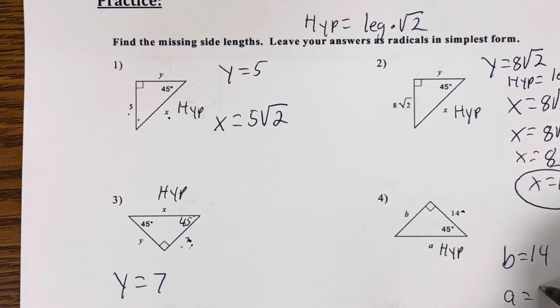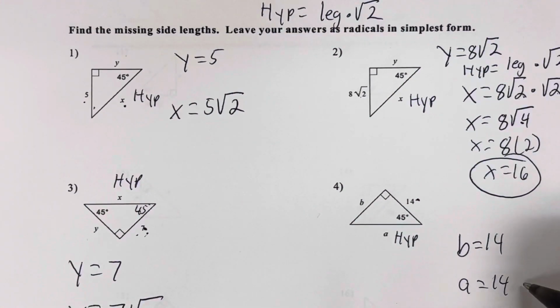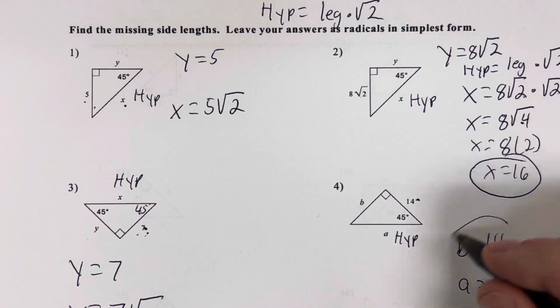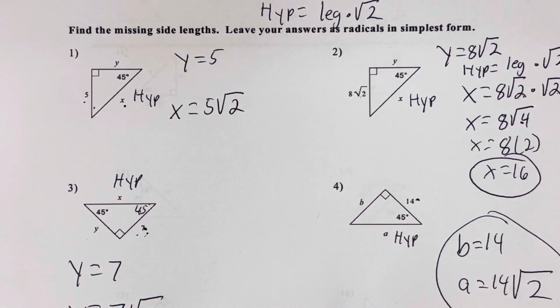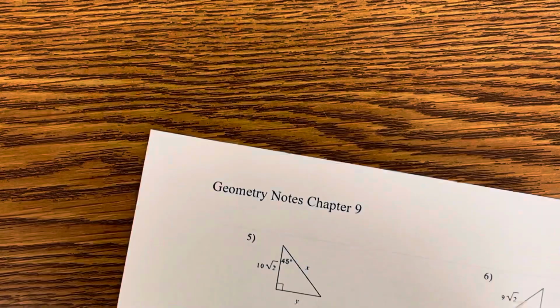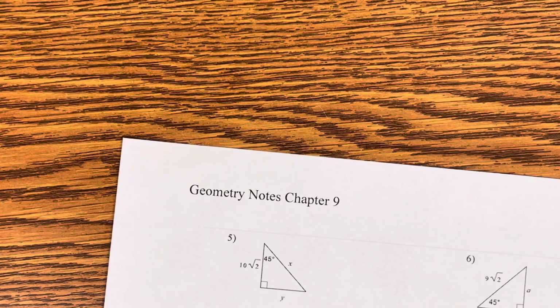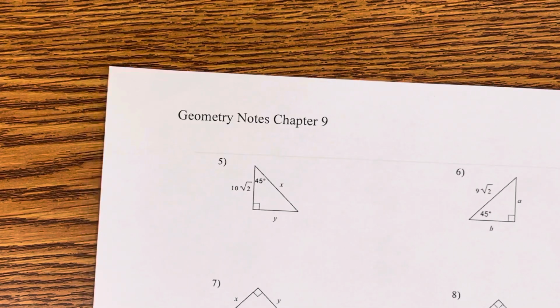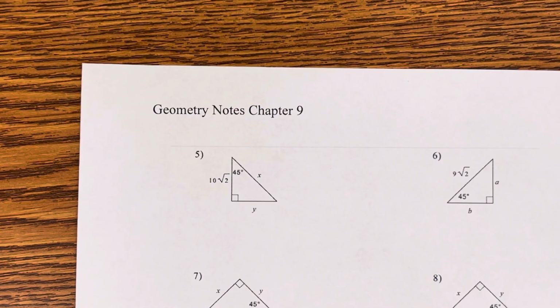Equals the leg, 14 times the square root of 2. We got it. Leave it in radical form. So, I recommend hitting pause. Try these next few on your own, and then we'll do the bottom part together.